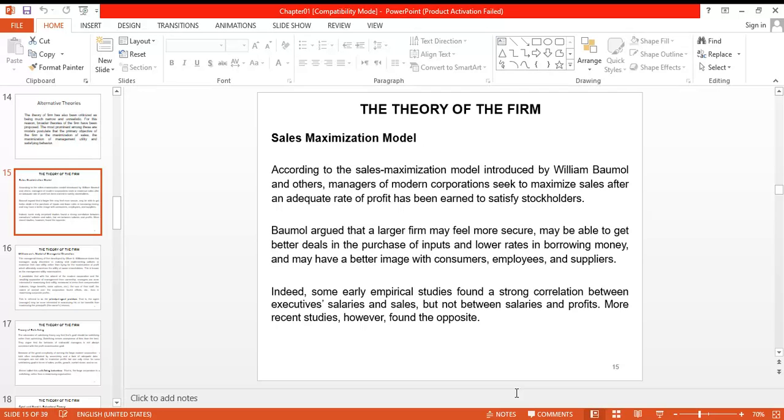Okay, and that will take us to the other model of the objectives of the firm, and what the theory of the firm says about objectives. So that is something that we will be discussing very shortly. Thank you very much.